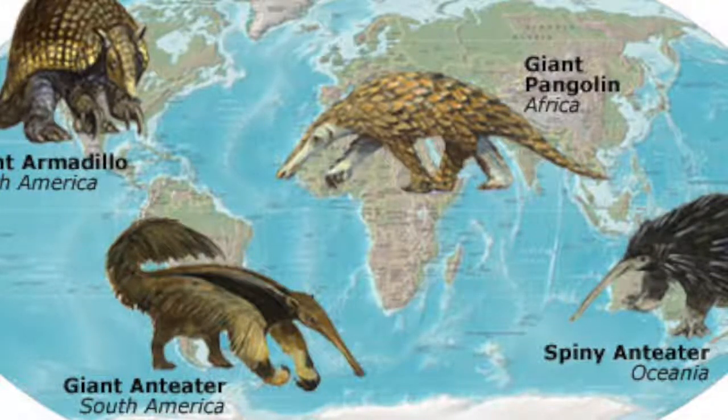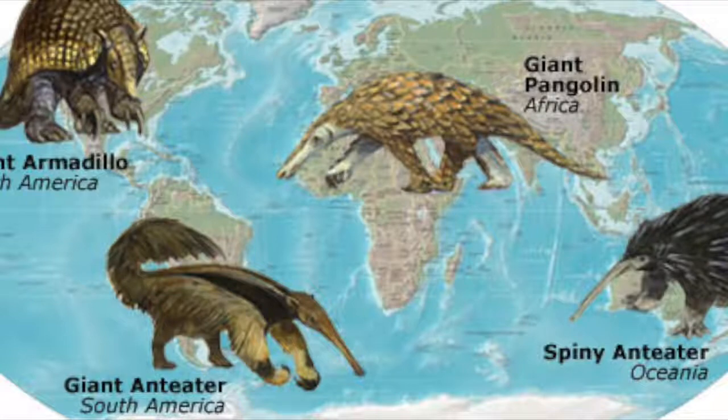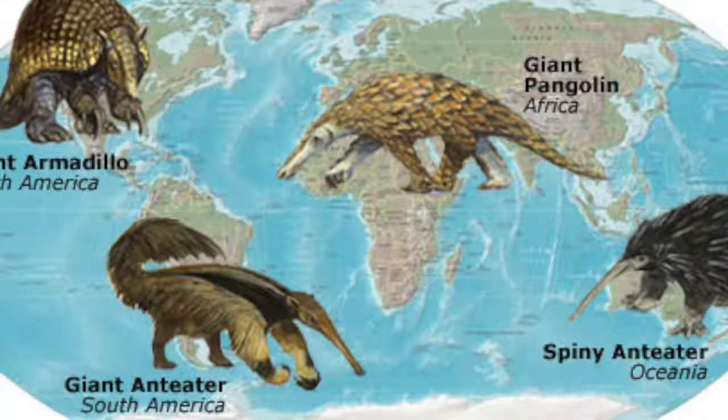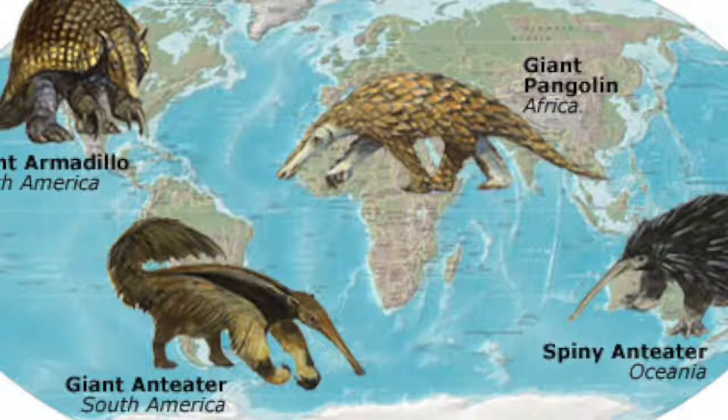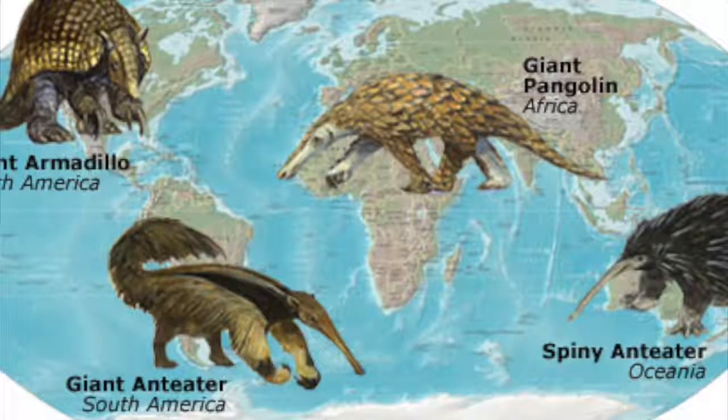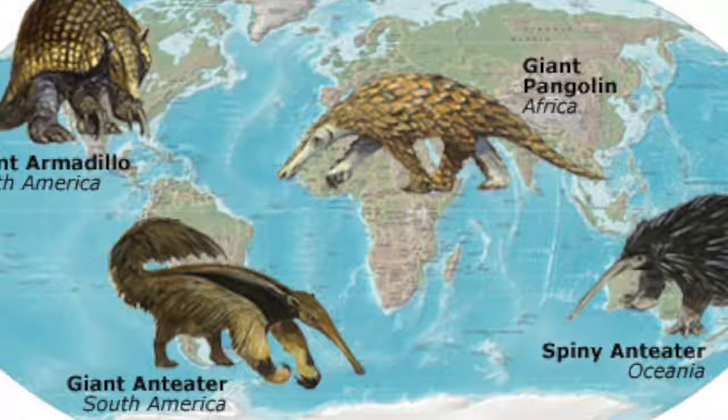The giant armadillo and giant pangolin have scales on their back, whereas the giant anteater and spiny anteater have more fur on their back. These 4 species prove that geographic distribution has occurred.